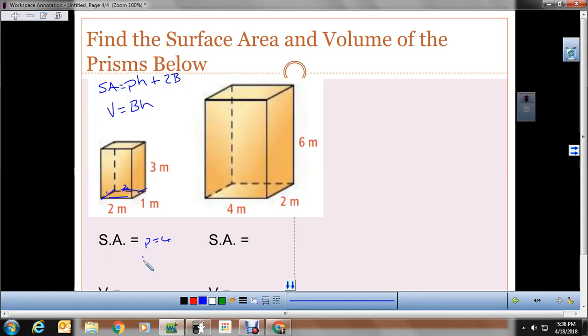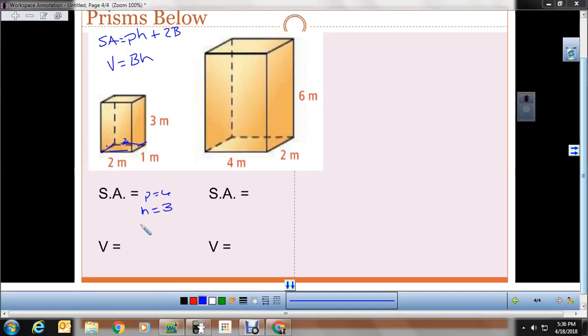And therefore, the other part is our height. Height is going to be 3. That leaves us with finding now the area of the base. That's 2 times 1. It's a rectangle, so we get 2.